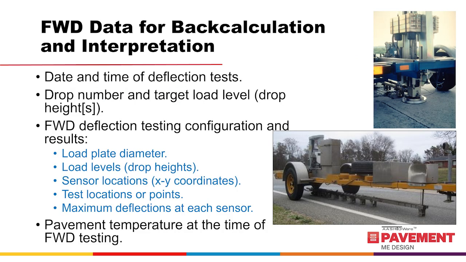This visual aid designates the FWD data needed for back calculation and proper determination of the back calculation values. The date and time of deflection testing is required, the drop number and drop heights or loads. The FWD deflection testing variables include load plate diameter, load levels or drop height, sensor spacing or location, test points or location along the project. This will be discussed in more detail in the next slide.